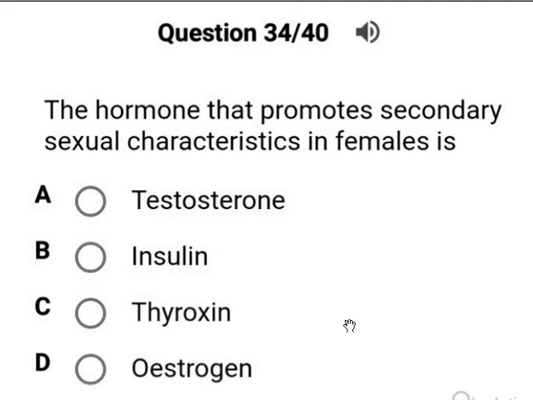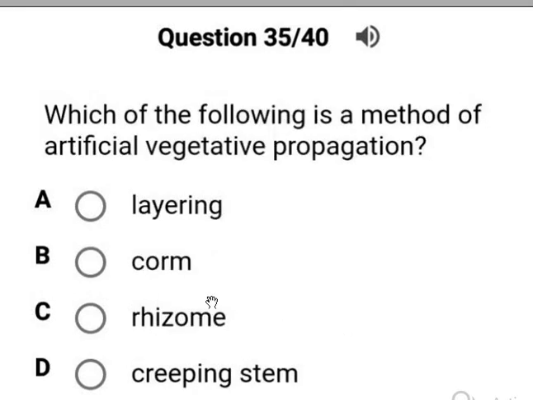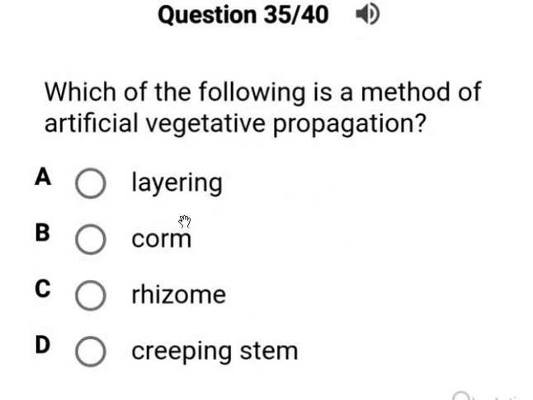So next question, which is 35. Question 35 says, which of the following is a method of artificial vegetative propagation? A. Layering, B. Corm, C. Rhizome, and D. Grafting stem. So the best option here is layering.